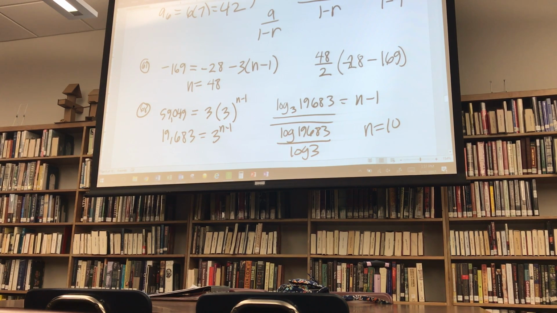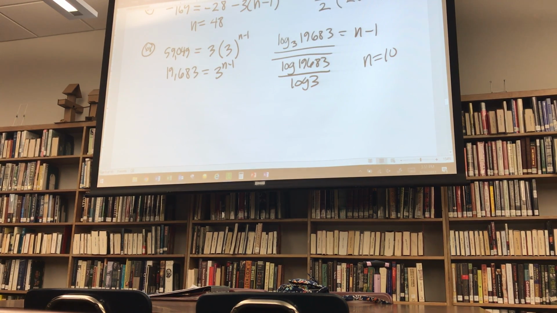Okay? Now, once you know that n is 10, now you're going to use the formula. And so I've got the first term times 1 minus r to the number of terms divided by 1 minus r. Okay.